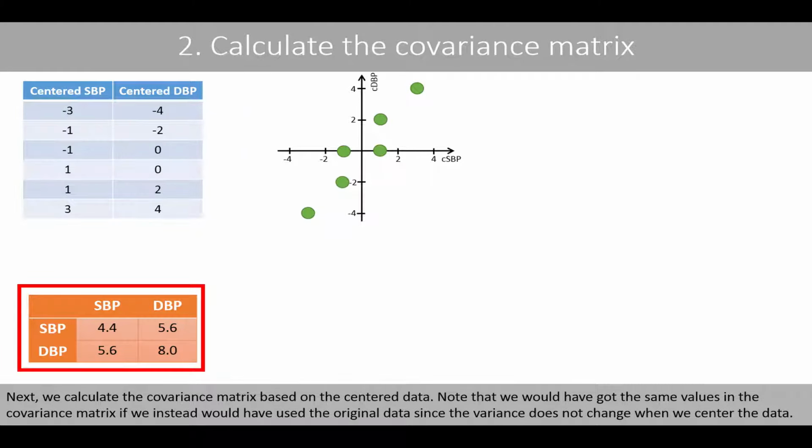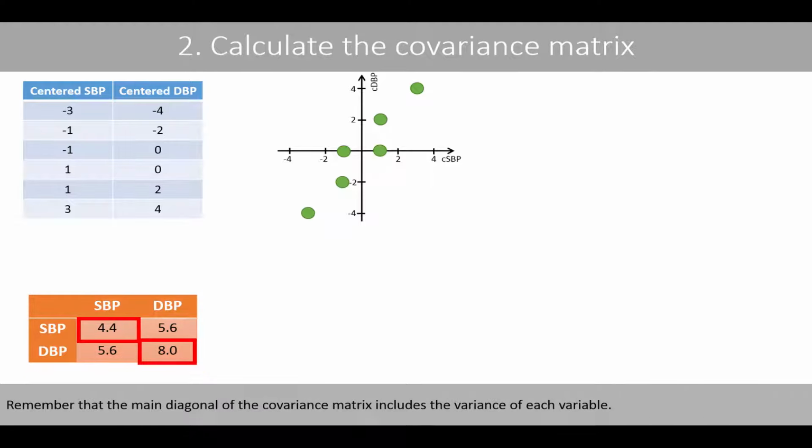Next, we calculate the covariance matrix based on the centered data. Note that we have got the same values in the covariance matrix if we instead would have used the original data, since the variance does not change when we center the data. Remember that the main diagonal of the covariance matrix includes the variance of each variable.